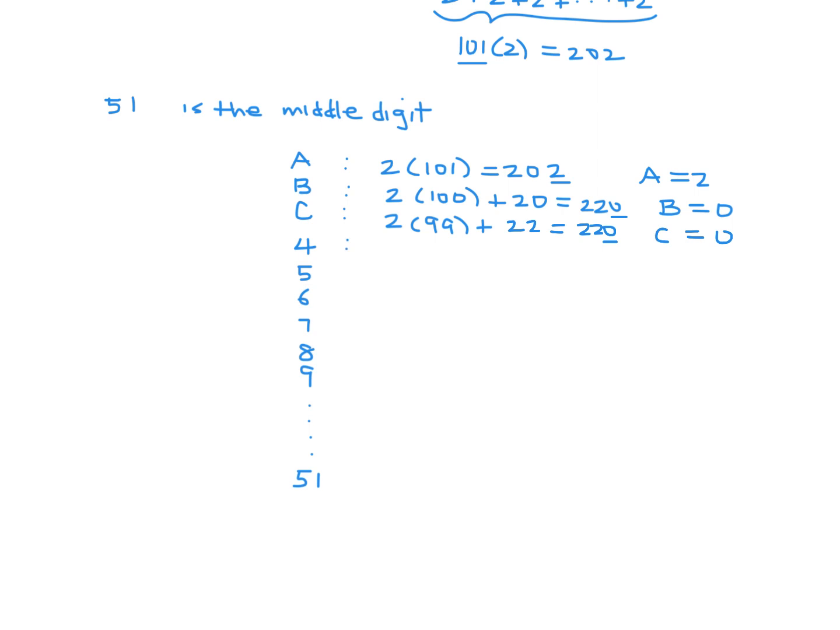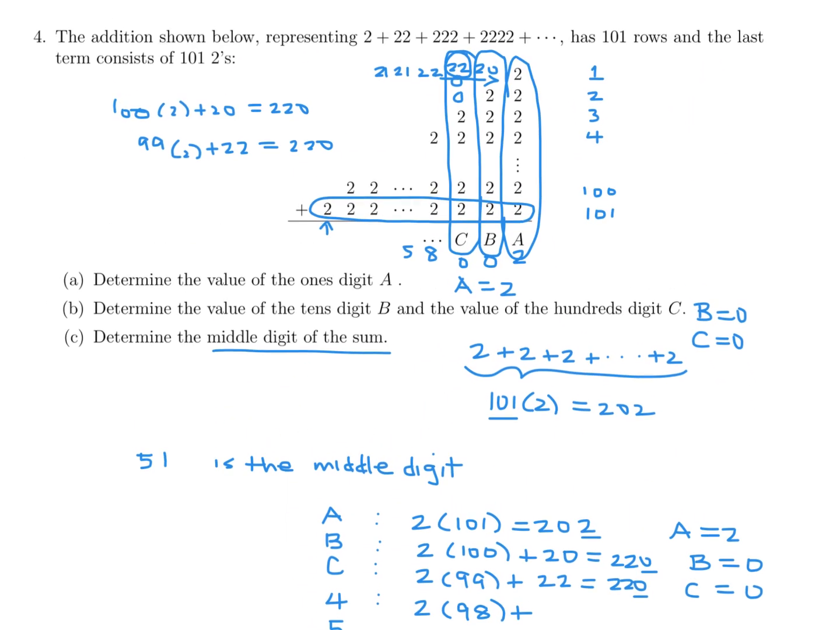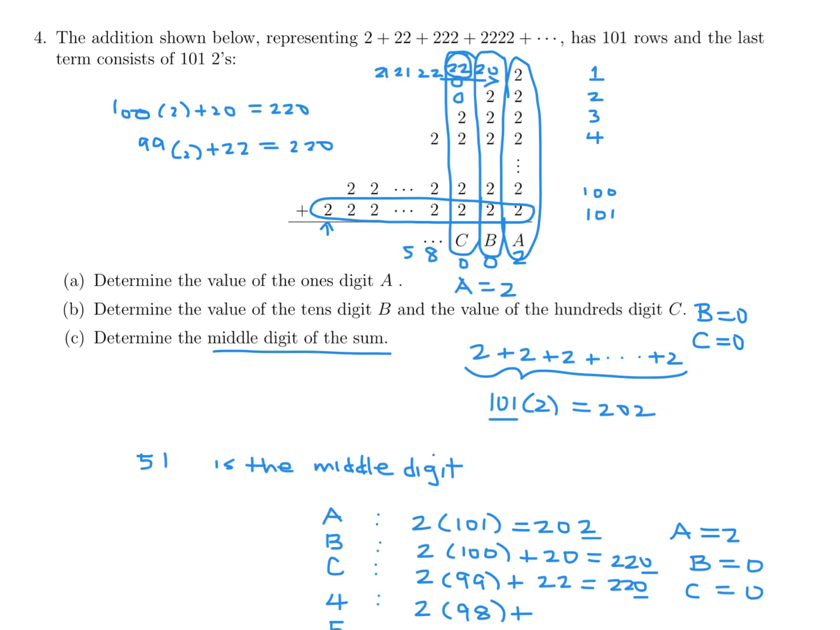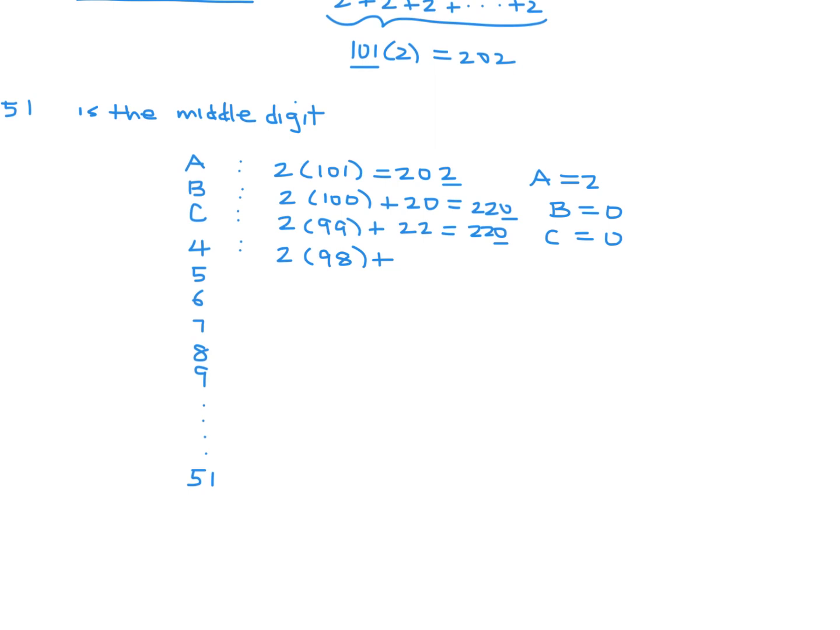Now the fourth one would be the same kind of thing. It would be 2 times 98, and then you'd have to add a carry. And I think we did that. The carry was 22 again? Yeah, 22. Okay. And I believe that was 196 plus 22, so that's going to be 218. And that's how we got that digit to be 8.